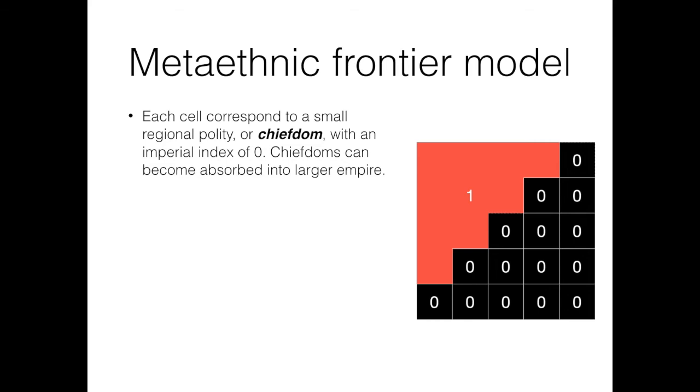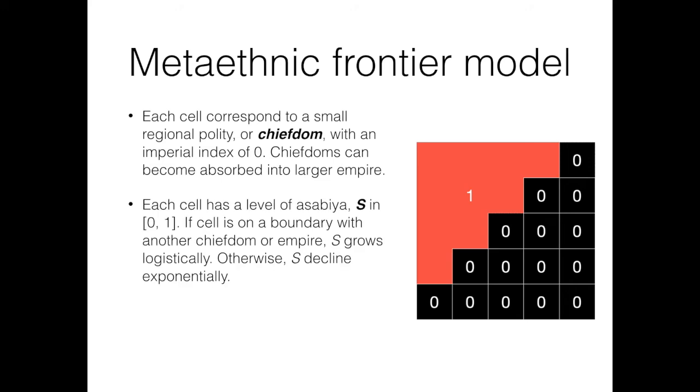So the chiefdoms all have an index of 0, but they're all separate. And then here I've depicted another empire with an imperial index of 1. That's the red cells, and they're all one empire. So the idea is each cell has a level of asabia, S, and this represents the average degree of collective solidarity felt by its population, and it's determined by the position of the cell relative to its imperial boundaries.